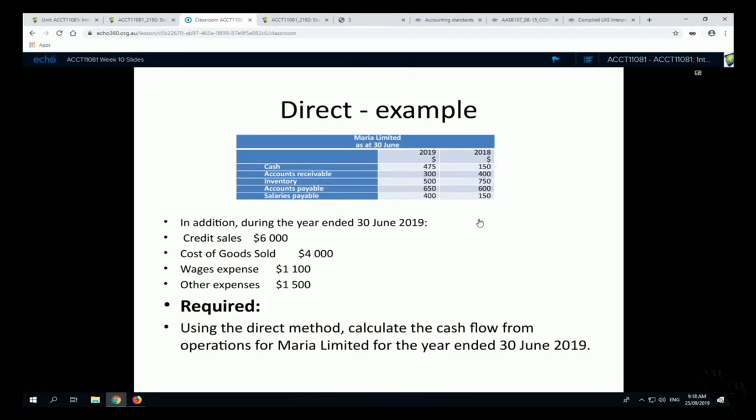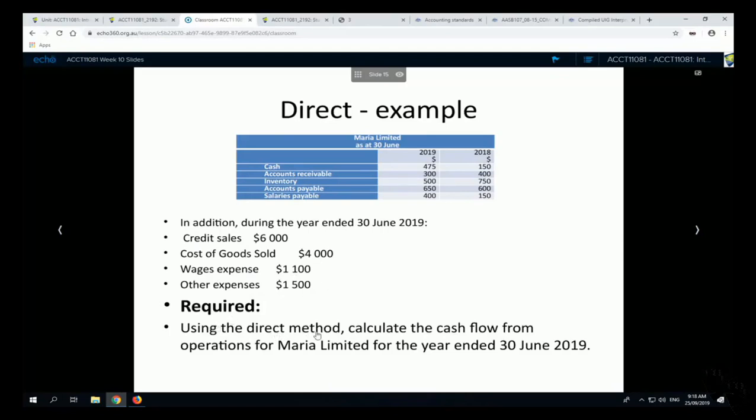Okay, so here's our example, and we're going to use this example with a couple of figures extra for when we prepare the indirect method. So we've got Maria Limited with a balance date at 30th of June. We've got two sets of figures. We've got this year's 2019 current year's figures plus a set of comparatives for 2018 for just a few items: cash, accounts receivable, inventory, accounts payable, and salaries payable. And in addition, during the year, we've got 4 other items. So we've got credit sales of 6,000, cost of goods sold of 4,000, wages expense 1,100, and other expenses 1,500.